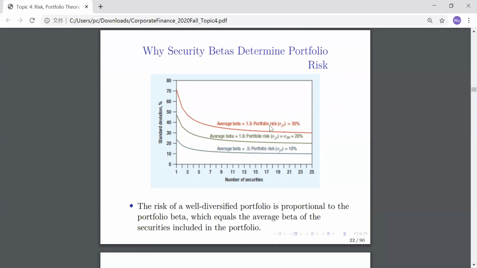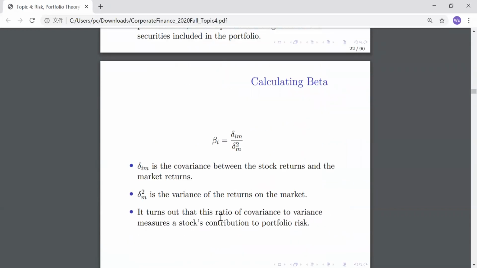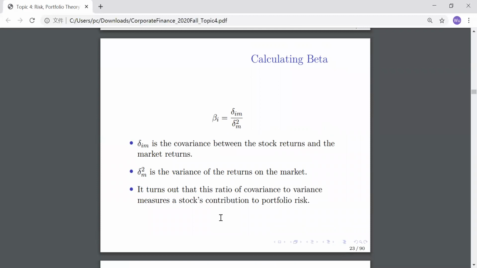So that's why the risk of a well-diversified portfolio, right? That is, you already have a sufficient number of securities there, right? In that case, the risk of the well-diversified portfolio is proportional to the portfolio beta, right? Which is equal to the average beta of the securities included in the portfolio, right? Now, how do we calculate beta? Beta is essentially calculated as the covariance between stock returns and the market returns divided by the variance of the returns on the market, right?